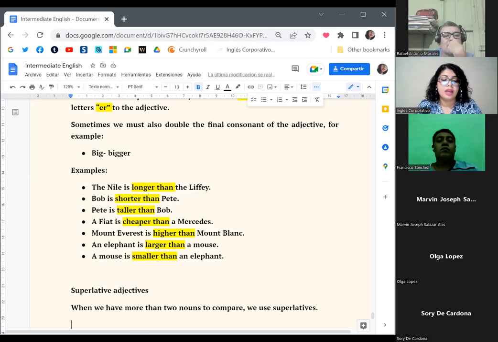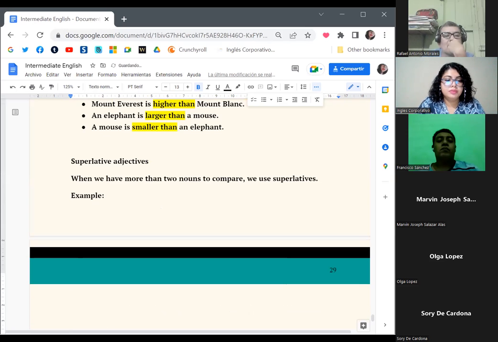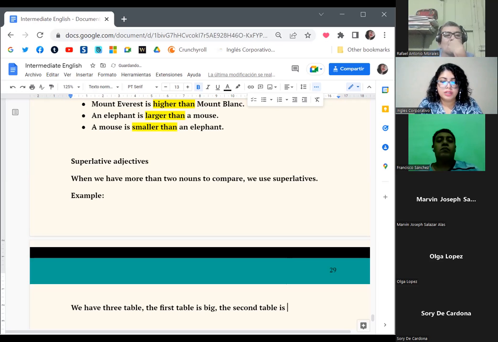So we are going to write the example. That is the example of the tables. So we are going to write the example for these superlative adjectives. We have three tables. The first one is big. The second table is smaller. And the third table is very small.